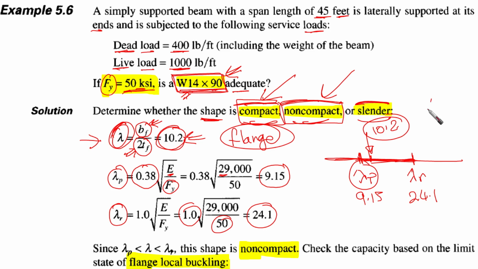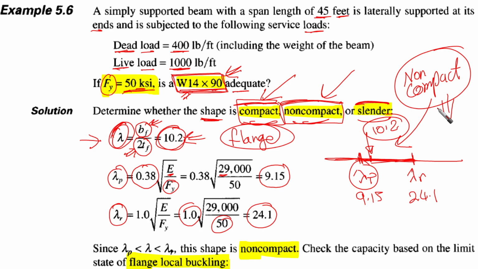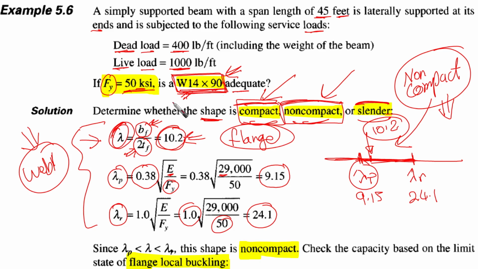So this means that our flange is going to be non-compact, right? Non-compact. This means that our section is going to be non-compact as well. You might ask me that we didn't check the web. Yes, because it is a hot rolled section, and the web for all hot rolled sections is always going to be compact. So no need for us to check the web. It's enough for us to check the flange.